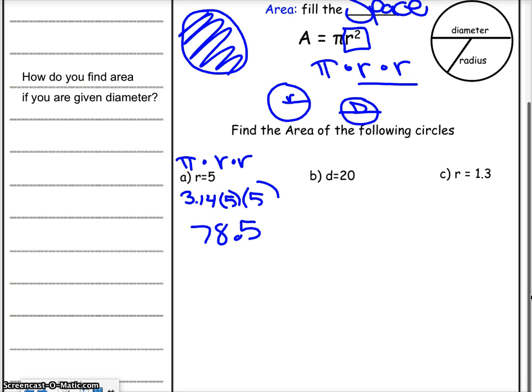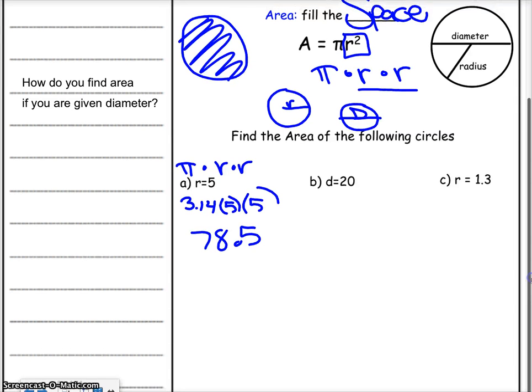Next one, we have a diameter of 20. You can't use this formula with diameter. So if I'm given the diameter, I have to find my radius. So I'm going to divide it by 2. So half of my diameter is 10. So my radius is 10. Now I'm going to use my formula, pi times r times r, 3.14 times 10 times 10.